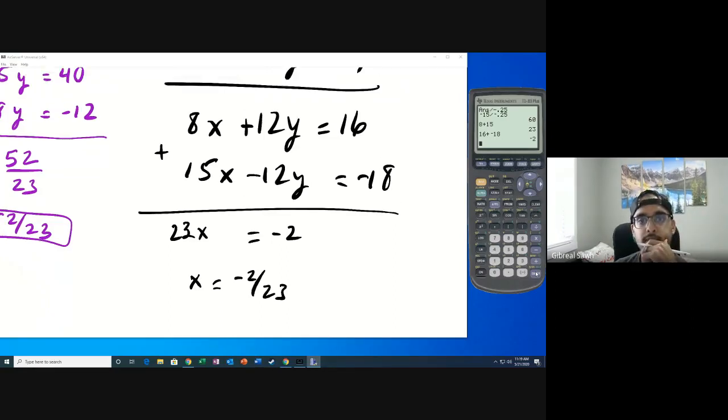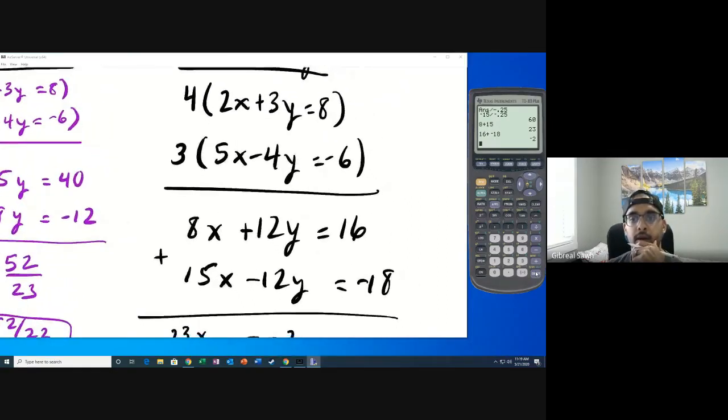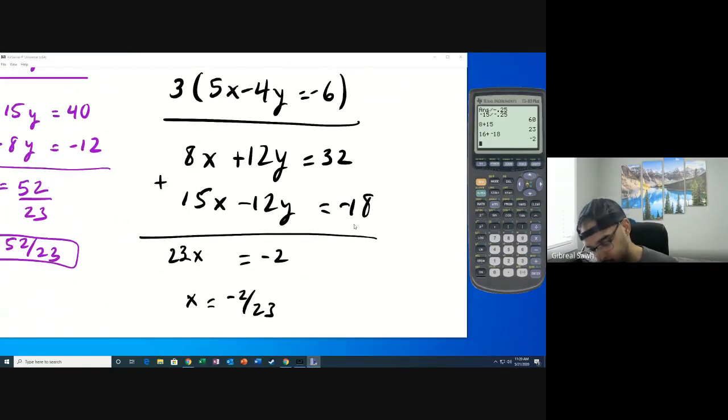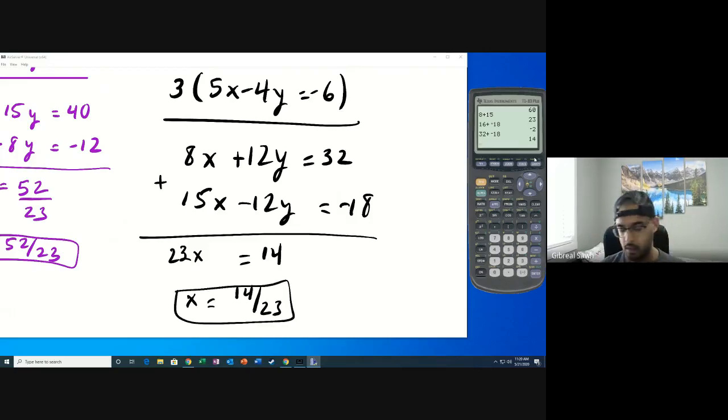Maybe I multiplied something wrong up top. Oh, yeah, there it is. 4 multiplied with 8, I wrote 16. It should actually be 32. That's the problem. Let's fix that. So that should actually be 32, which means this can't be there and this can't be there. Everything else is good. Okay, so 32 plus negative 18 is 14. That's better. So this should be 14 over 23. There we go. My apologies. Yeah, so we're good.